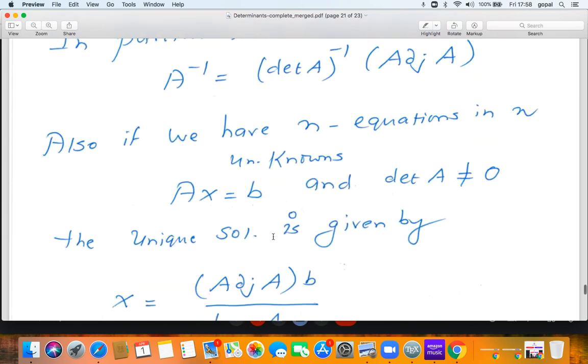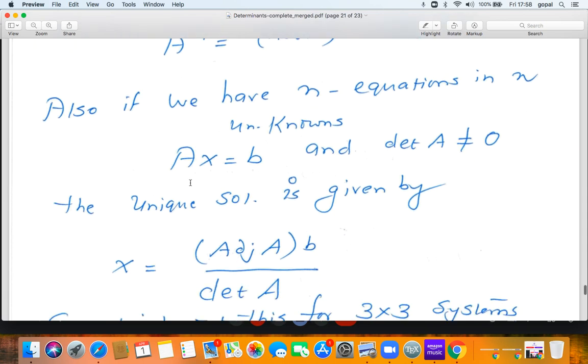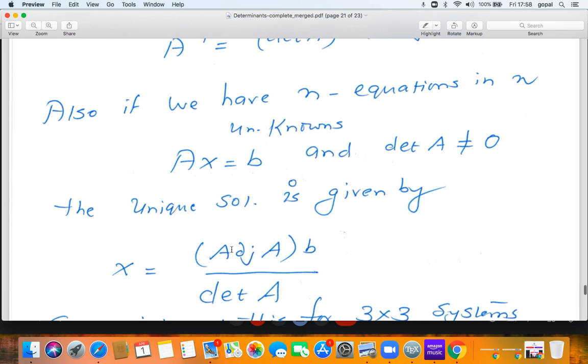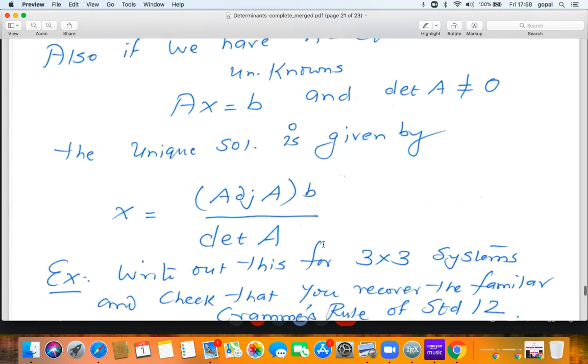If we have n equations in n unknowns, and we want to solve Ax equal to b, and I know that the determinant is non-zero, I'm telling you that the determinant is non-zero. And what is the solution? The solution is unique, and the unique solution is x equal to A inverse of b. But I have found a formula for A inverse, and so I get x equal to adjoint of A upon determinant of A applied to b.